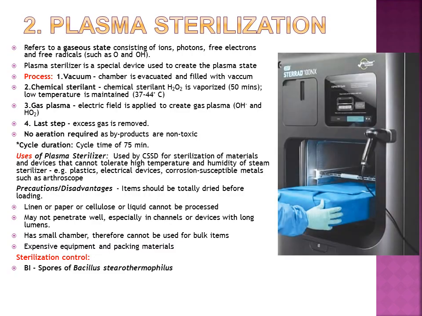Then gas plasma is produced by applying an electric field. Last step, excess gas is removed. No aeration required because byproducts are not toxic. Cycle duration 75 minutes. Uses by CSSD for sterilization of materials and devices that cannot tolerate the high temperature and humidity of the steam sterilizer. Example: plastics, electrical devices, corrosion susceptible metals such as arthroscope.